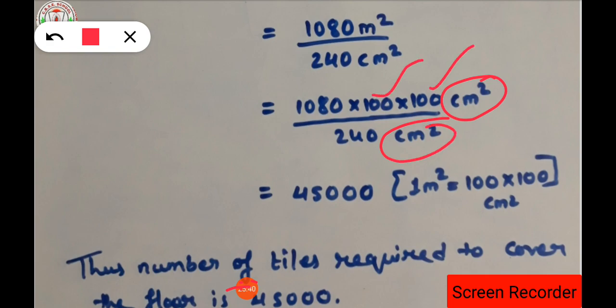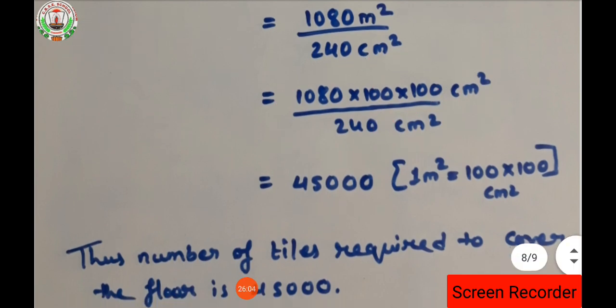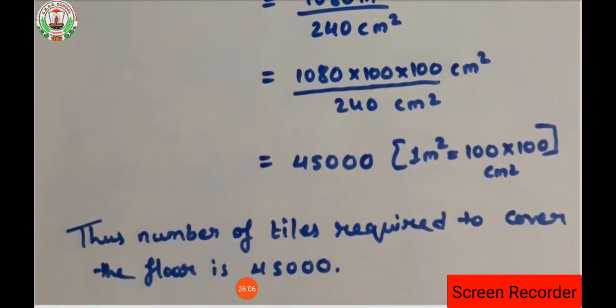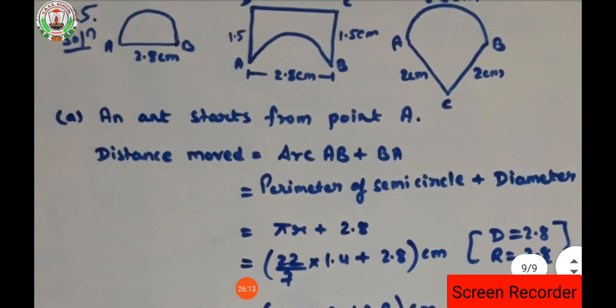So while multiplying, we get 1080 into 100 into 100 upon 240. Doing the calculations, first we cancel the zeros, then cut by the table of 2. After that, while dividing, we get the answer as 45,000. So the total number of tiles required to cover the floor of area 1080 meter square is 45,000 tiles.